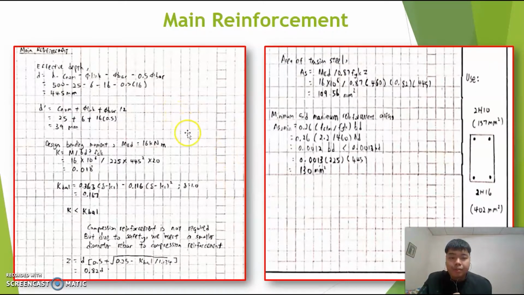Next, for the main reinforcement, we calculate that the K factor is less than K balance, so compression reinforcement is not required. But for safety, we insert a smaller diameter rebar as compression reinforcement. So we decided to use two rebars with diameter of 16 mm for the tension reinforcement, and the rebar with 10 mm for the compression members.